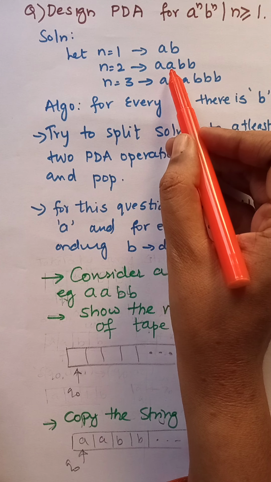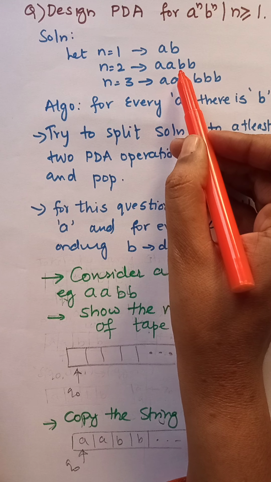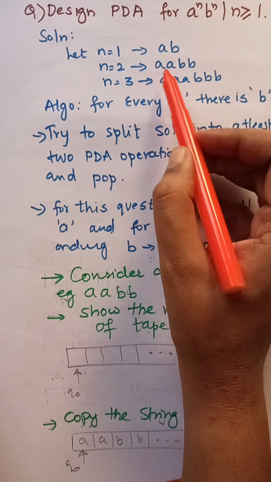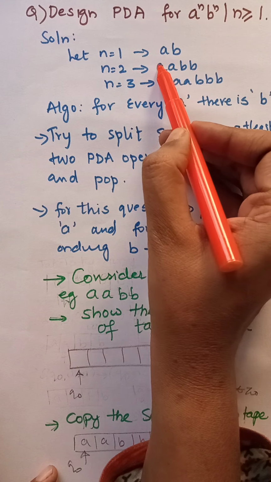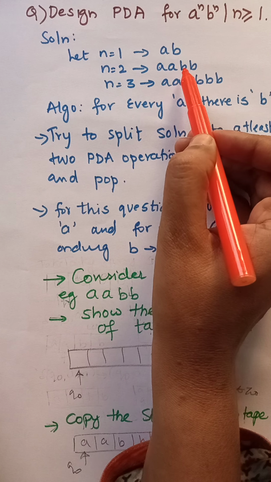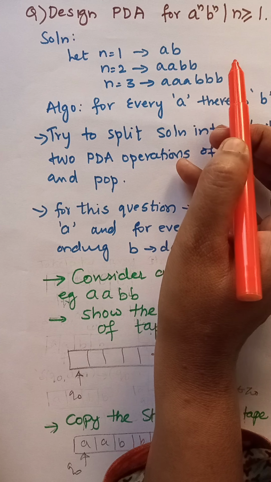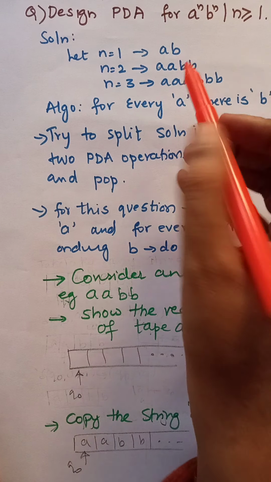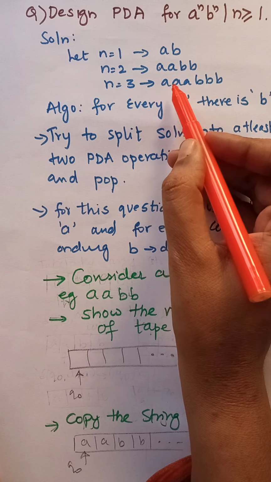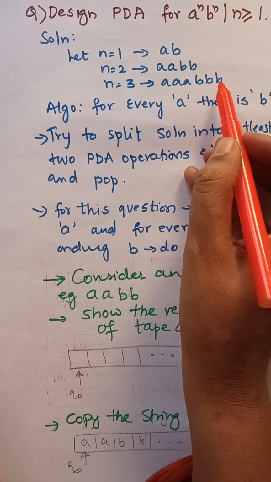For the second A, the first B will be the match, because we don't want the pairing. For this A, this has to be B. For this A, this has to be B. We want only the count. Whenever we are reading A, for 3 A's, that has to be 3 B's.